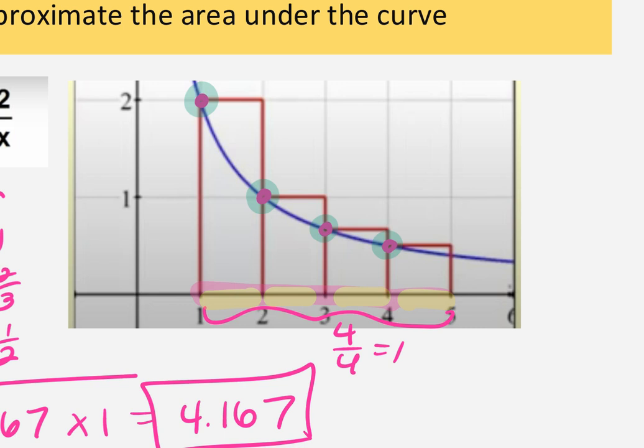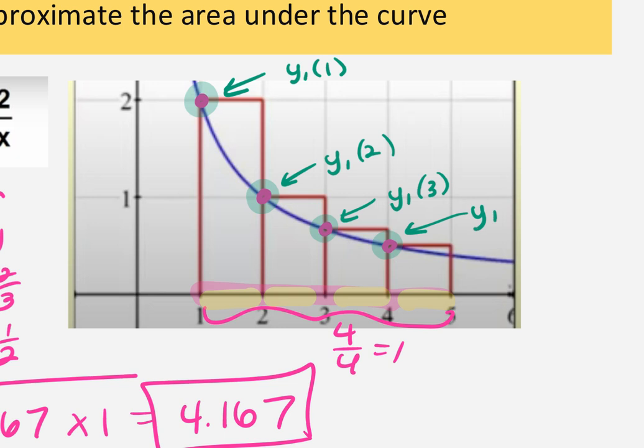But then to find this y, you're going to do the y1 of 1. To find this y, the y1 of 2. To find this y, the y1 of 3. And to find this y, the y1 of 4. You should have the same amount of y's as you have rectangles. So there's 4 rectangles there. That's why I would know if I kept going, that means I did 5 y's. That's wrong, okay? So you're stopping where the curve hits the corner.